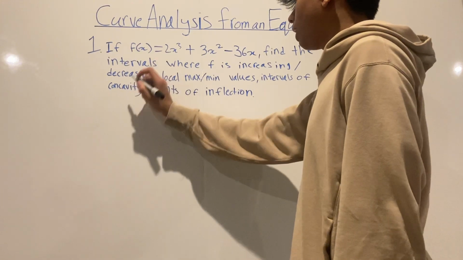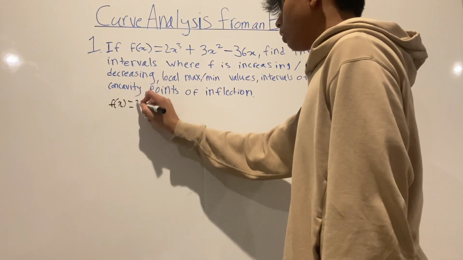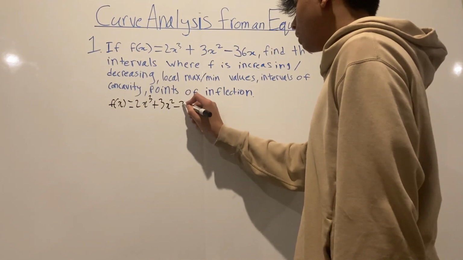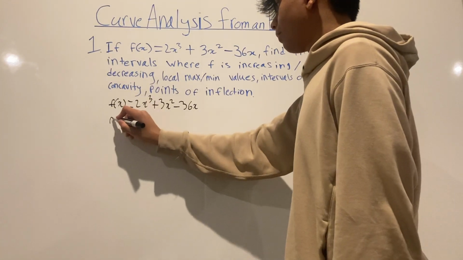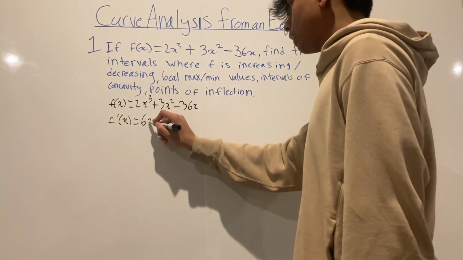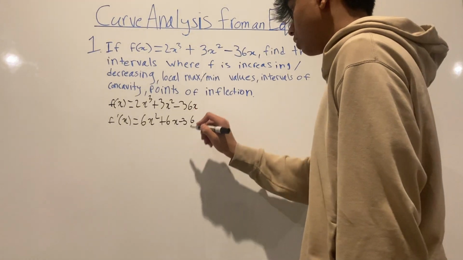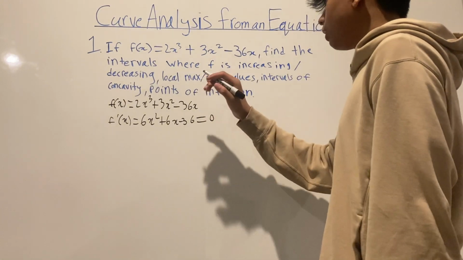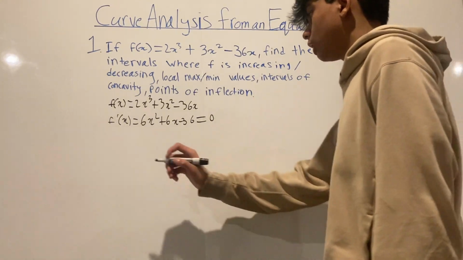So f of x is 2x cubed plus 3x squared minus 36x. And the derivative of this, we could just use the power rule for each term, is 6x squared plus 6x minus 36. And now we need to set this equal to 0 in order to find the maximum and minimum values and where the function is increasing or decreasing.